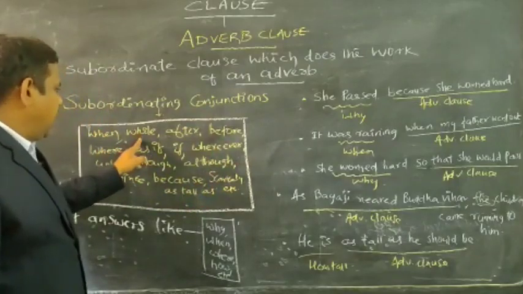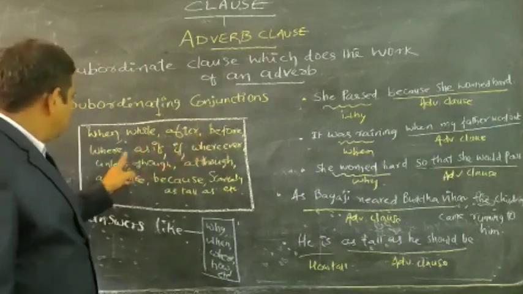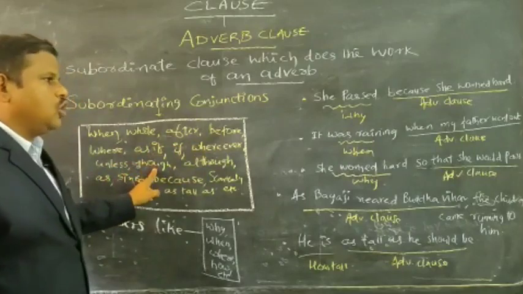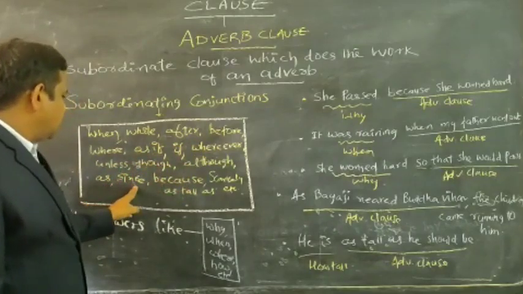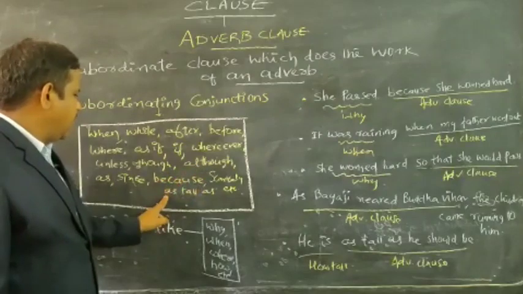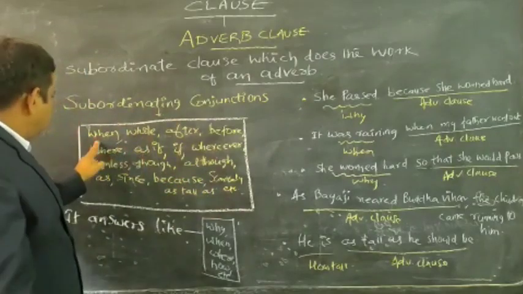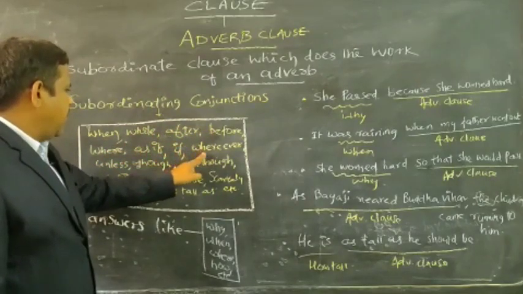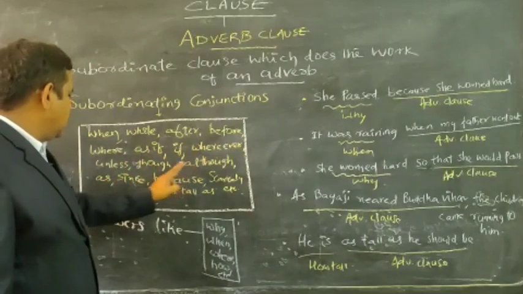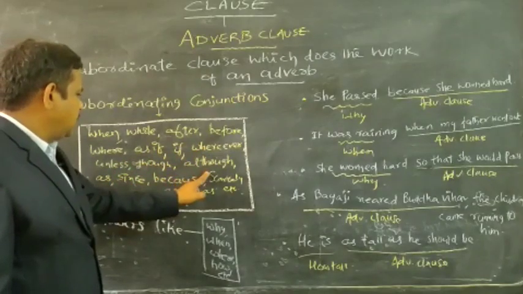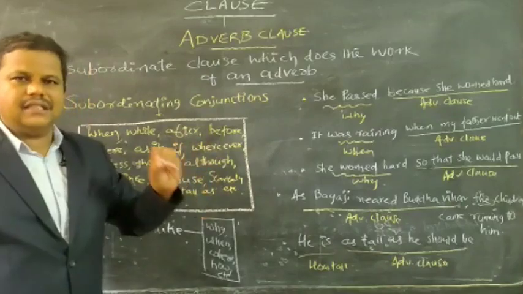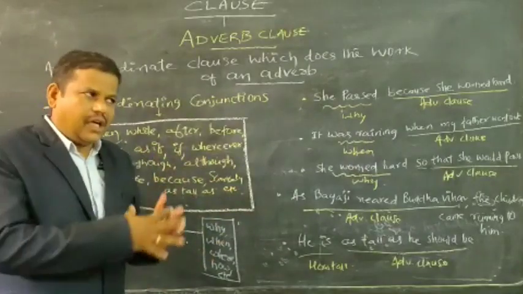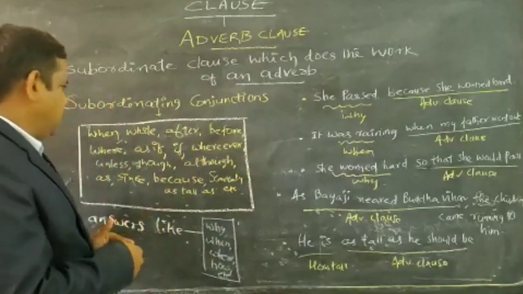Like when, while, after, before, where, as if, wherever, unless, though, although, as, since, because, scarcely, as tall as, etc. These are a few subordinating conjunctions. We have a number of subordinating conjunctions, and we have taken a few.